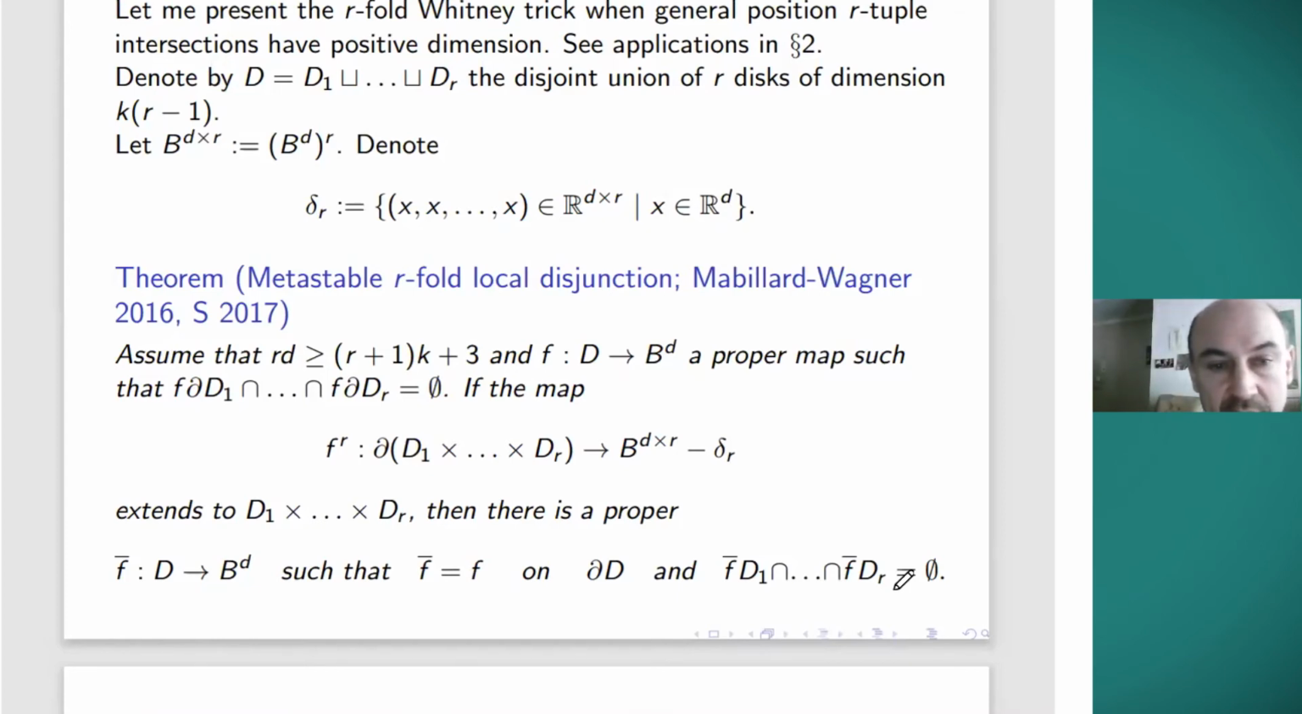In order to state this generalization, I need some very simple notation. First, recall that D is a disjoint union of R disks of dimension k r-1. By B^{D×R}, we denote a set of matrices D×R whose elements are in B. And delta R is the thin diagonal of D×R dimensional Euclidean space. Let me present a statement of the R-fold local disjunction lemma. And we have this dimensional restriction.